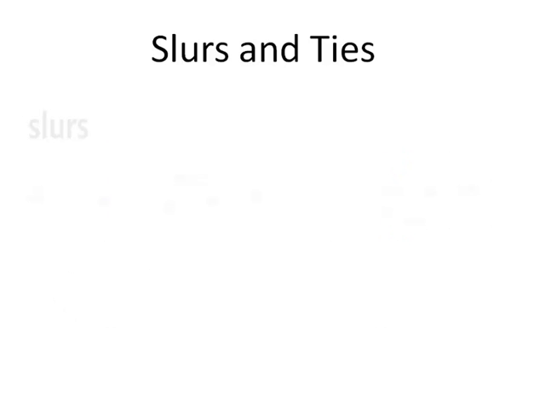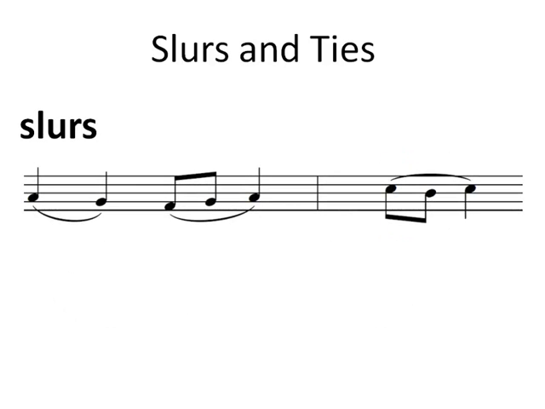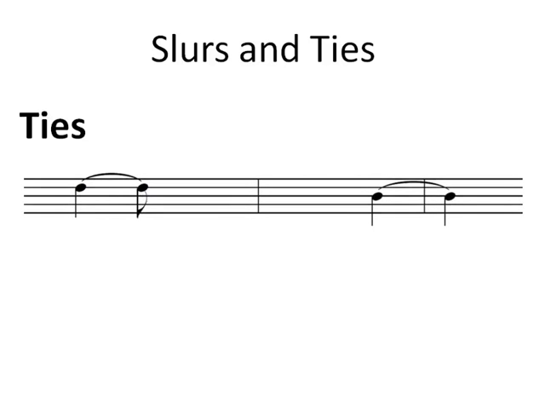Here are several examples of slurs. Note that when more than two notes are slurred, the first and last note might be the same. Because the notes in between are different, it is still a slur. In a tie, think of the second note being tied to the first, indicating to hold the pitch of the first note for the duration of the first note plus the duration of the second. Ties often go across a bar line.